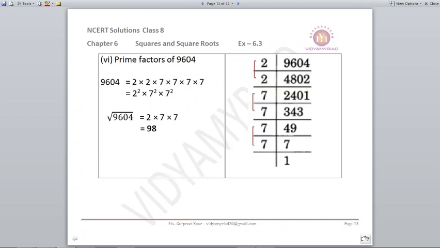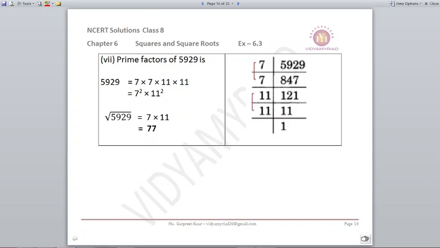9604. Here we have one pair of 2 and there are 2 7's, 2 pairs of 7. So we can say 2 into 7 into 7, that gives you 98. So square root of 9604 is 2 into 7 into 7, 98. 5929. So we have one pair of 7 and one pair of 11. That means 7 into 11, that is 77.